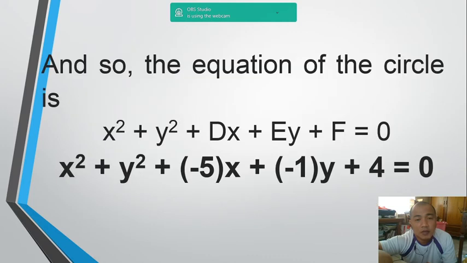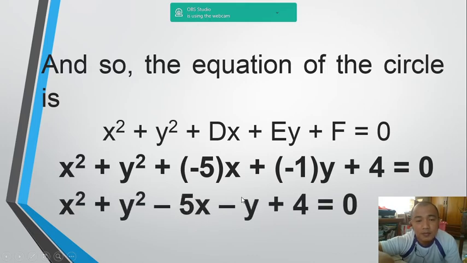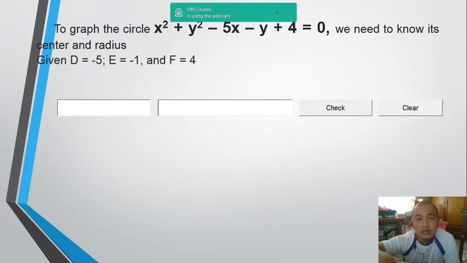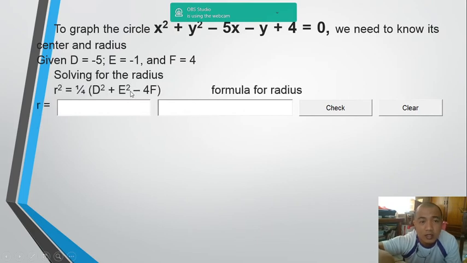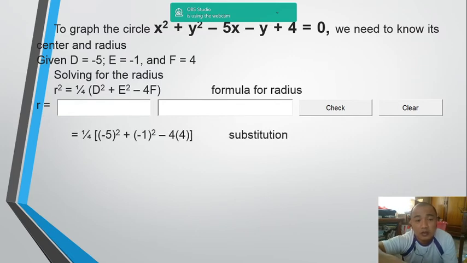Let us now solve the equation of the circle by substituting the values of D, E, and F to the general form of the equation of circle. We have x squared plus y squared minus 5x minus y plus 4 equals 0. Okay? And from this general form, let us solve the center and radius. Okay, what is the radius? Substitute mo yan, 25 plus 1, 26 minus 16, 10. Square root of 10 over 2.